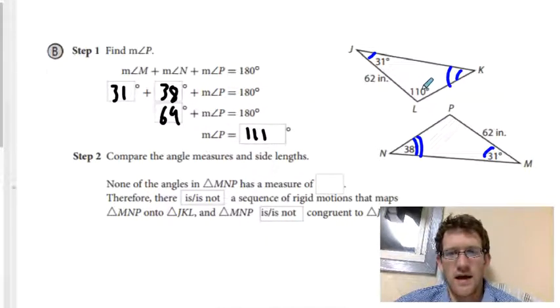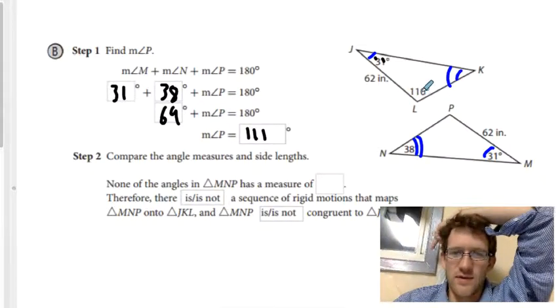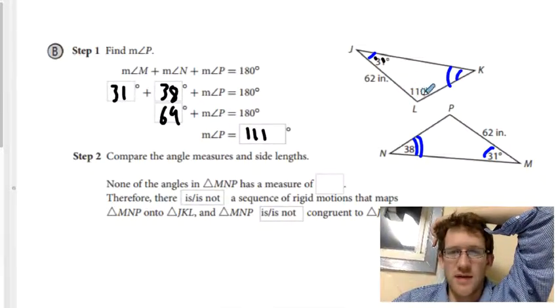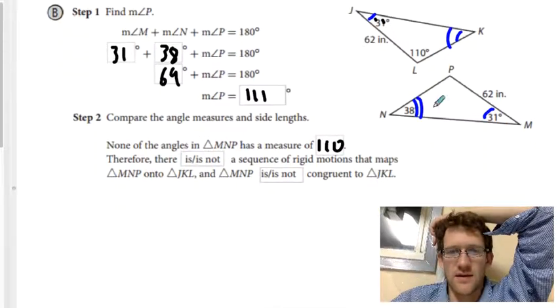Now let's see, are any of these angles over here 111 degrees? Well, this one isn't 111. If you do the math, K isn't 111, so none of these work. We'll switch it around the other way, since we've already got the calculation. Do any of them match up to angle L? Are any of them 110 degrees? No, none of these are 110 degrees. Therefore, we can't make this congruent.